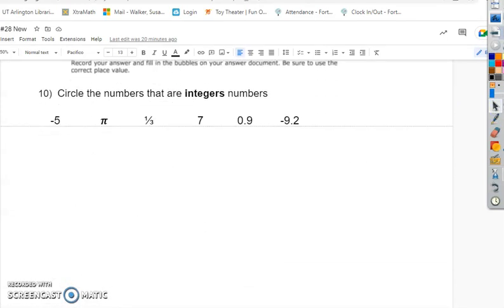And number 10, last one. Guys, I hope you don't miss integers on your test. We've done this many, many times. Circle all the numbers that are integers. Guys, remember, you're going to cross out all the fractions and decimals, unless they're trying to trick you. Fractions and decimals. Everything else should be integers.